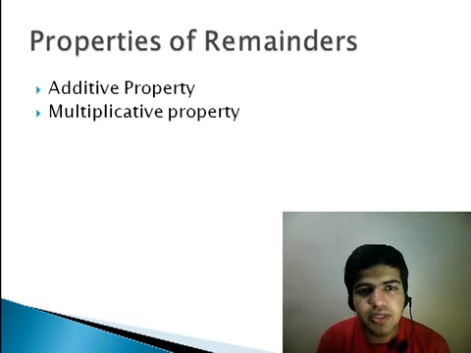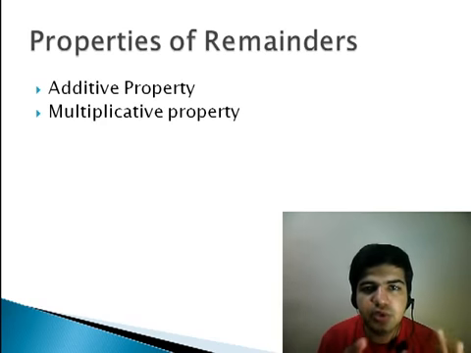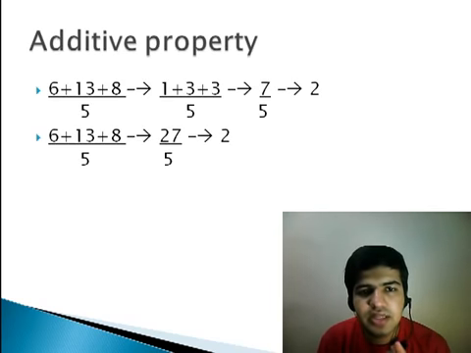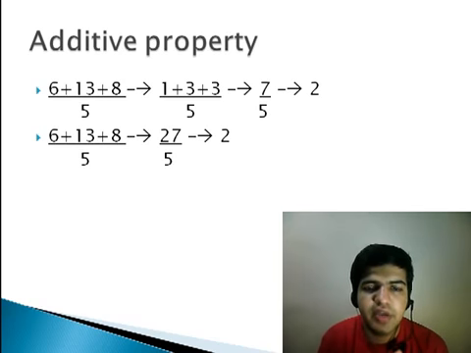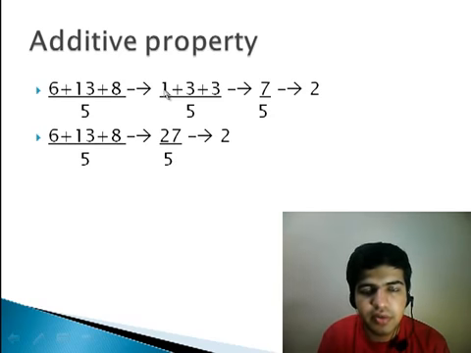There are two properties of remainders, called the additive property and the multiplicative property. Only the name sounds very hi-fi, but the concept is not that bad. Take this example of the additive property. Suppose you have three numbers, and you need to find the remainder when their sum is divided by 5.